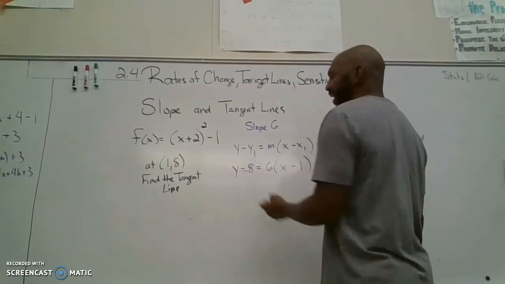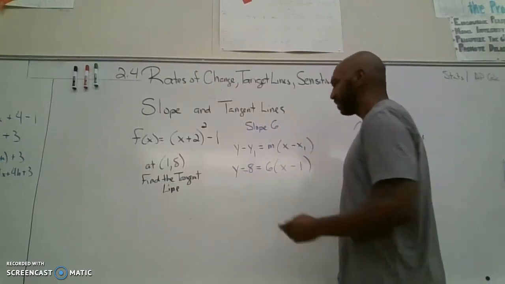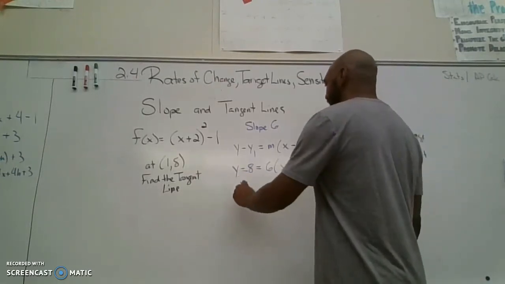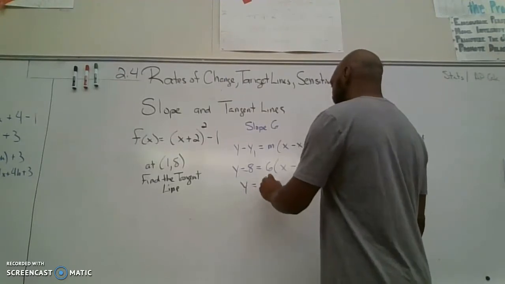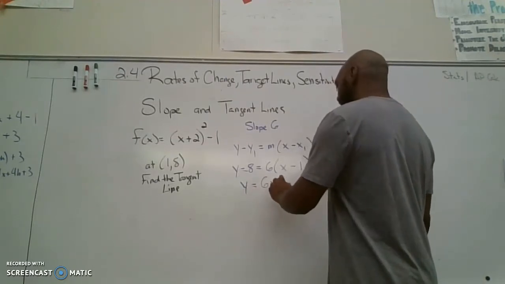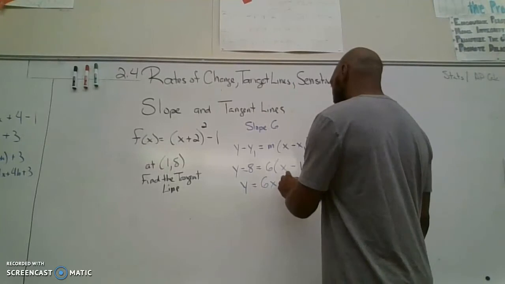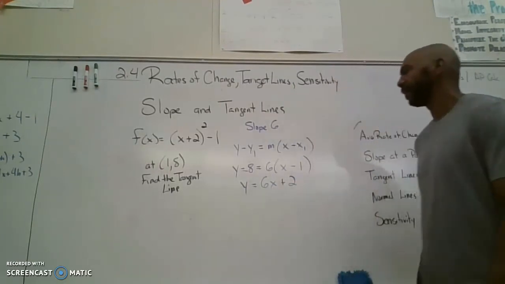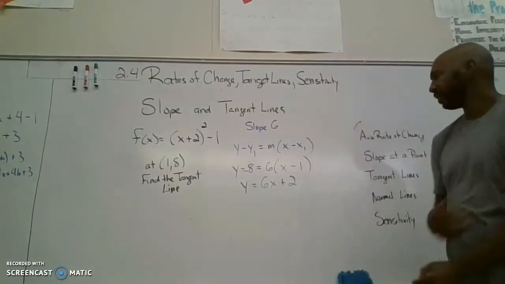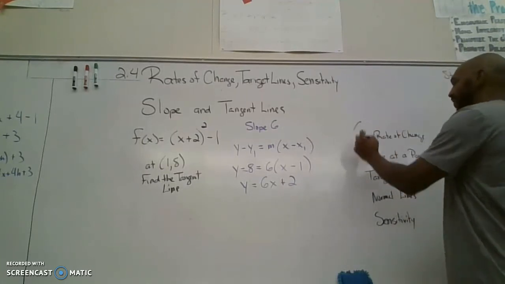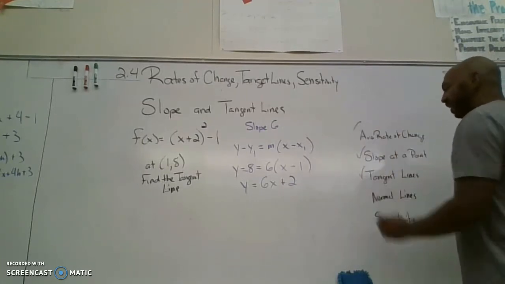And then that's done really so that you can stop there, but just for simplifying purposes, I have y equals 6x plus 2. And there's my line. Okay, so now we've got average rate of change, slope, and tangent.